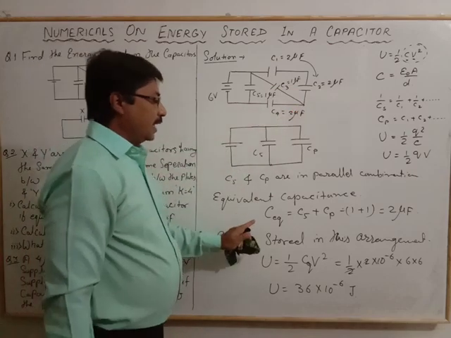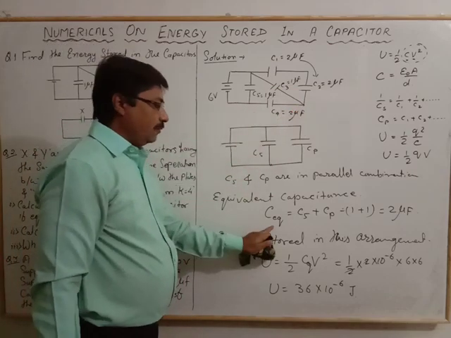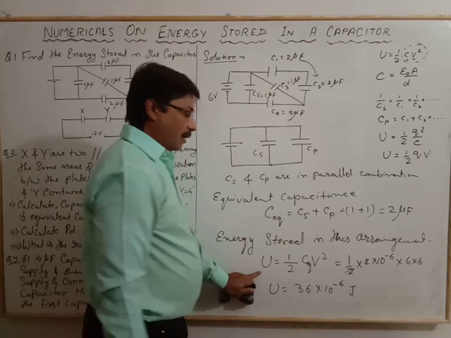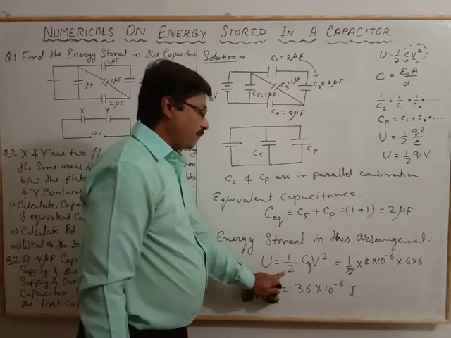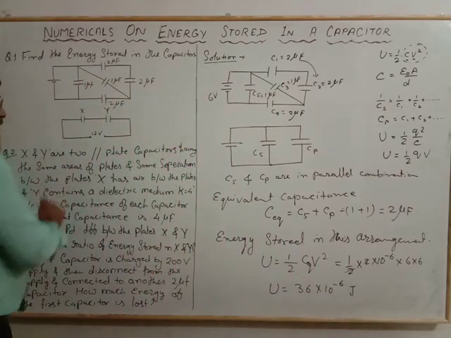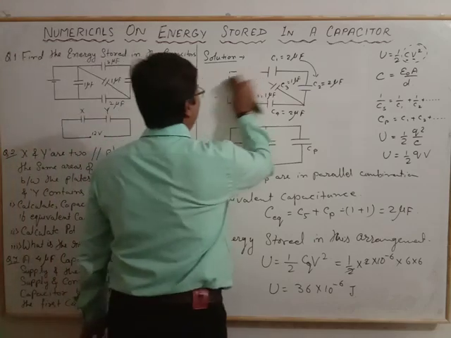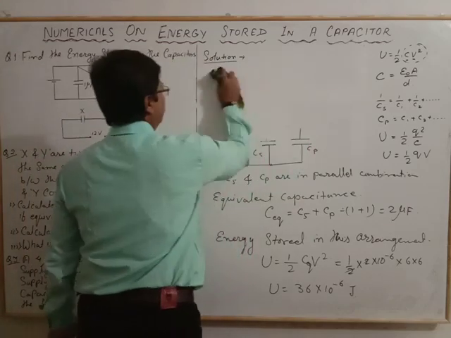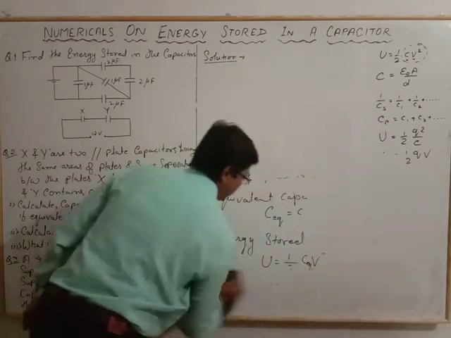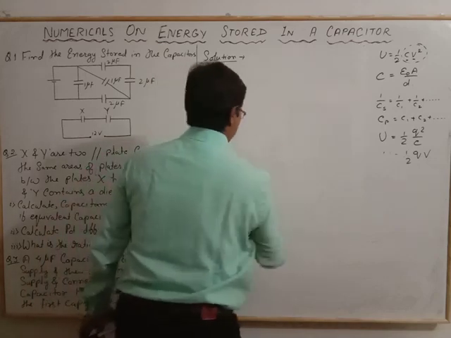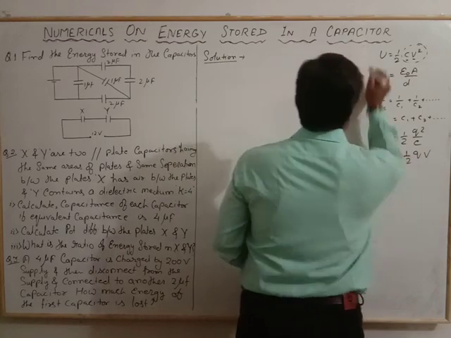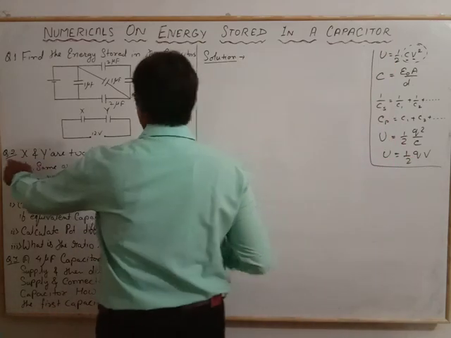So what we have done is, first of all, for the arrangement we calculated the equivalent capacitance, and then we applied the formula for the energy stored, that is half CV square, and we calculated the energy stored. Now how will it be solved in the next problem, the next numerical? Now solution number 2.